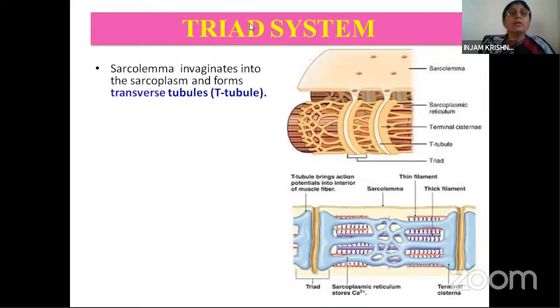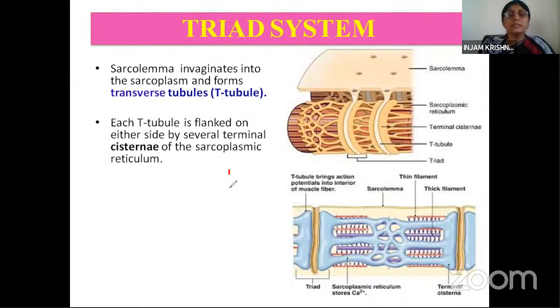Actually, when we are talking about the cell, we draw it like this, isn't it? It is the cell membrane and nucleus and then endoplasmic reticulum or mitochondria. All organelles we write like this. In the same manner, here also it is the sarcolemma, and inside, that means in the sarcoplasm, it is the sarcoplasmic reticulum.